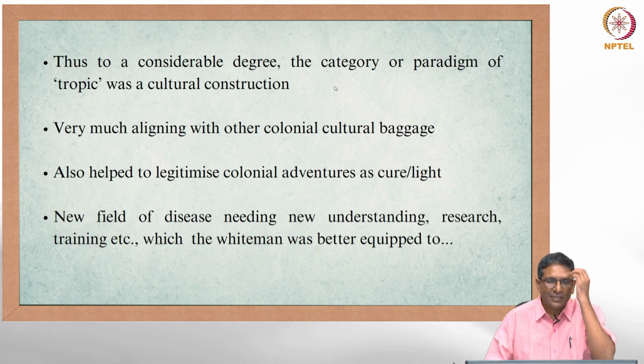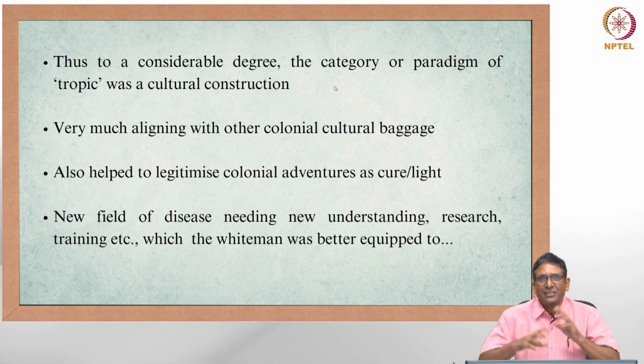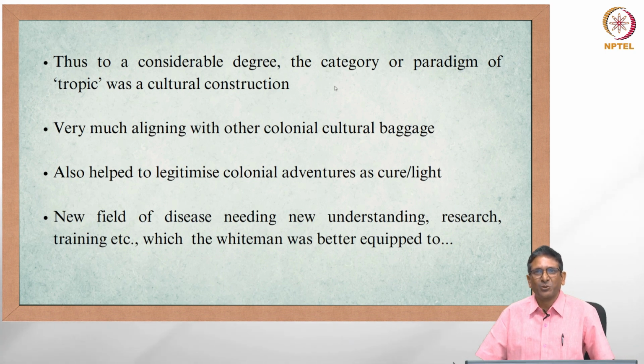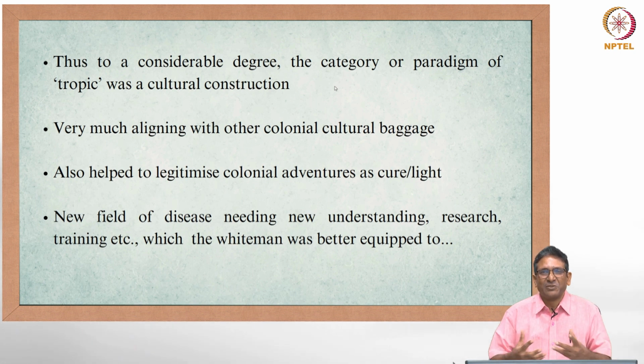So, considering all this, we can say that to a considerable degree, the category or paradigm of the tropics was in fact a cultural construction, very much aligning with other colonial cultural baggage, the kind of things we saw in the medical topographical reports: the essentialisms, the stereotyping and all that. And so this also helped to legitimize colonial rule as a kind of cure, as a kind of light, for all these God-forsaken places and people left to the mercy of the climate and other factors. So they needed the hand of modern science, the white man.